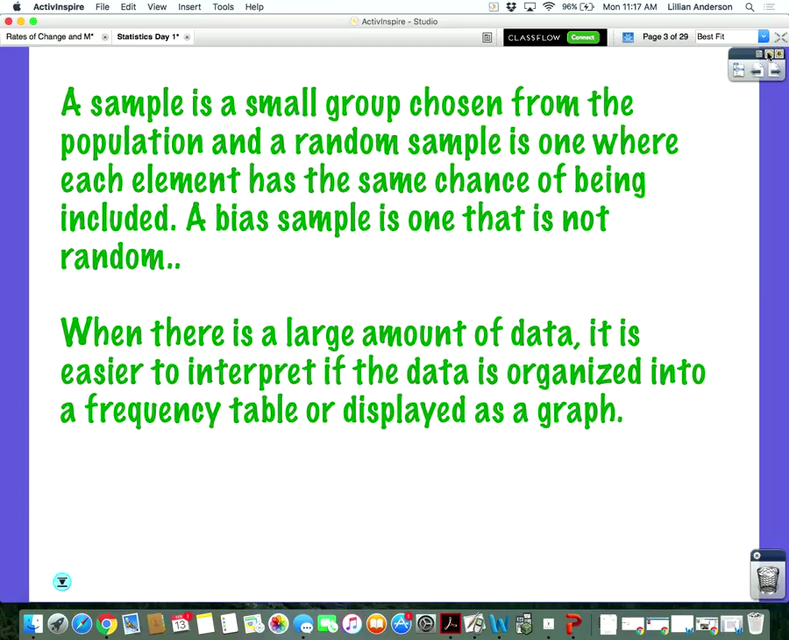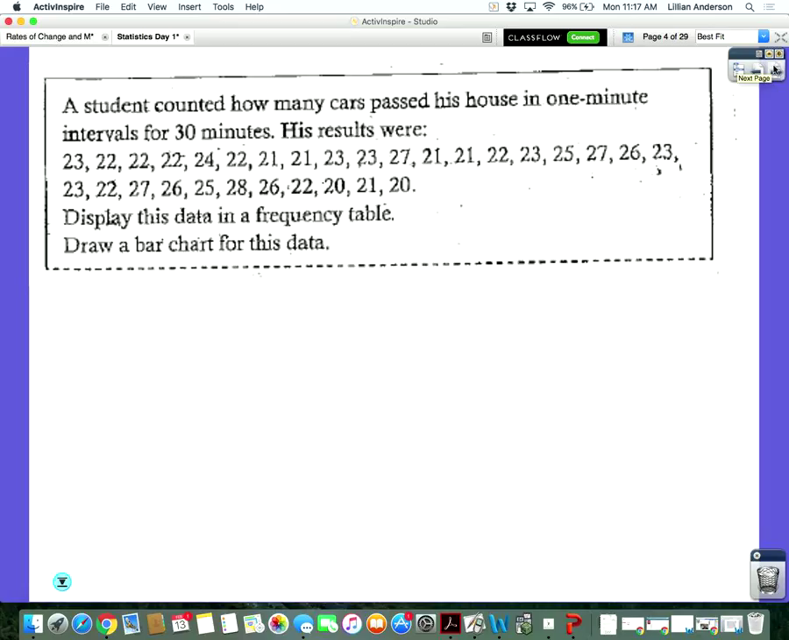Okay. When there is a large amount of data, sometimes it's easier to interpret the data if it's organized into a frequency table or displayed as a graph. Okay. And now starts our examples. So, here's an example when you have a set of data. A student counts how many cars passed his house in a 1-minute interval for 30 minutes. The results were as follows. Now, granted, 30 pieces of data might not be a lot. However, you could have a grip of data. We're going to display this data in a frequency table, and we're going to draw a bar chart from this data. Everybody knows what a bar graph looks like? Yeah. Okay. Easy.